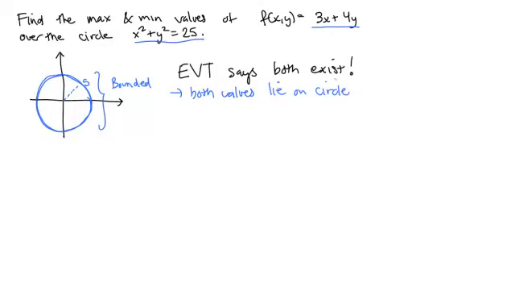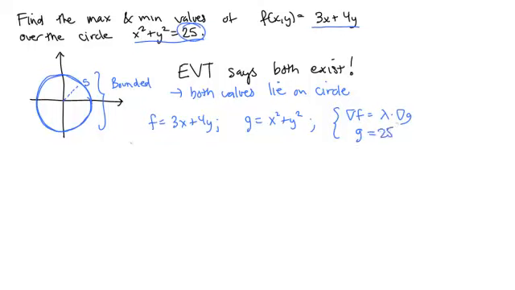And so all we need to do is find all of the different critical points on the circle, figure out which one has the biggest z value and which one has the smallest z value, and we're done. So let's go and solve one round of Lagrange multipliers. Our function is going to be 3x + 4y. Our constraint function is going to be x² + y². And our Lagrange multiplier setup will be the gradient of f equals lambda times the gradient of g, and in this case g is equal to 25.